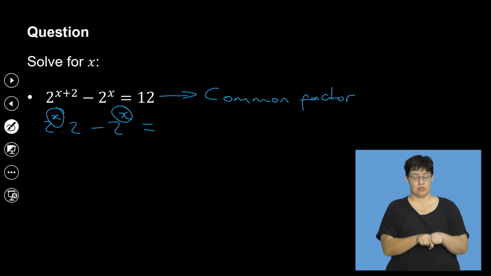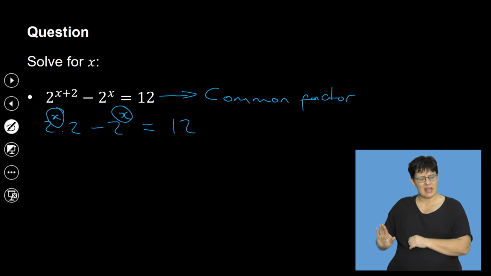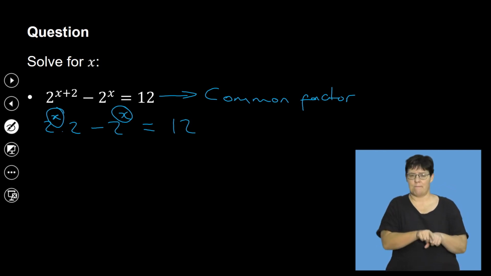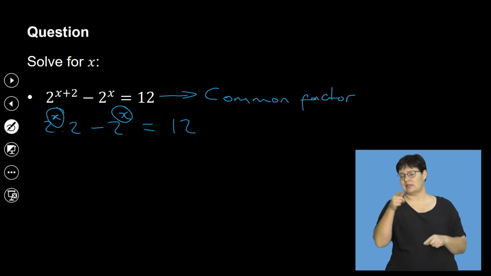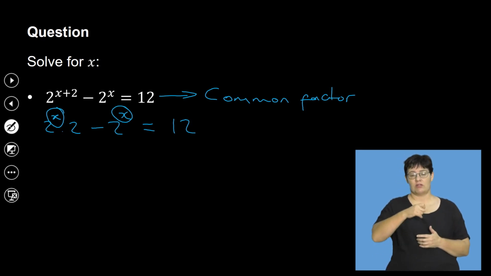So this will be equals to the 12 will remain where it is. Why is it remaining there? Because the exponents are not the same. One is not twice the other. If it was, then it would be a quadratic trinomial.